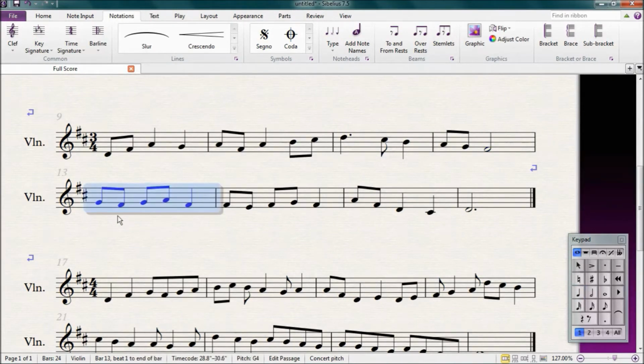In the second phrase, if you take a look at this measure and this measure, you can see we have the same melodic idea in the same rhythm, but at different pitches. So we have a sequence here. So let's listen just to the sequence.